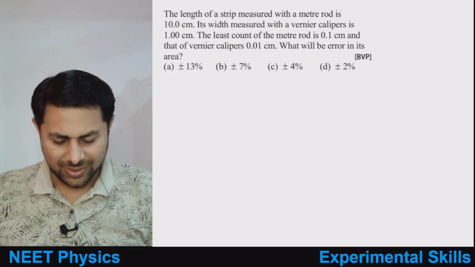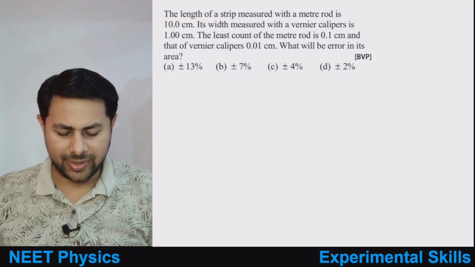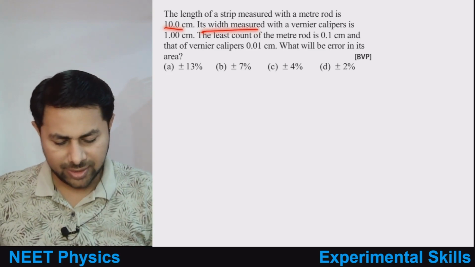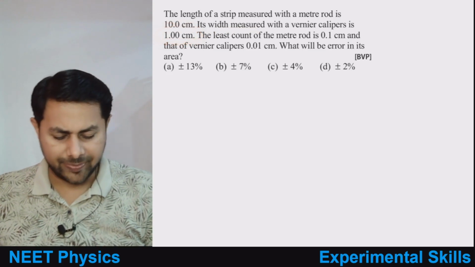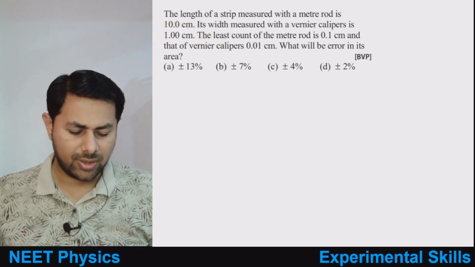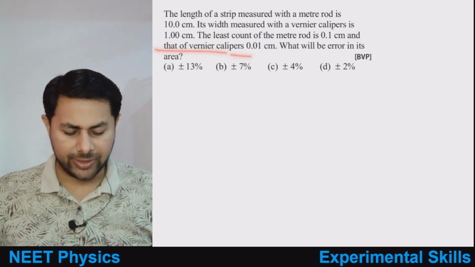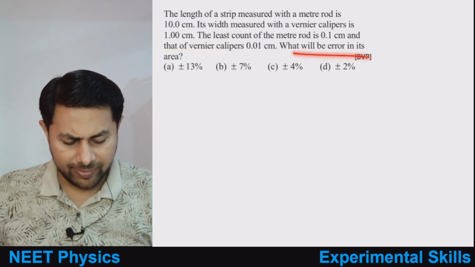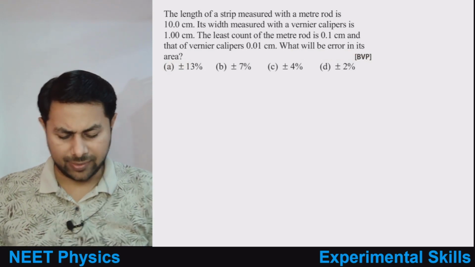See the next one. The length of a strip measured with a meter rod is 10 centimeters. Its width measured with vernier calipers is 1 centimeter. The least count of the meter rod is 0.1 centimeter and that of vernier calipers is 0.01 centimeter. What will be the error in area?